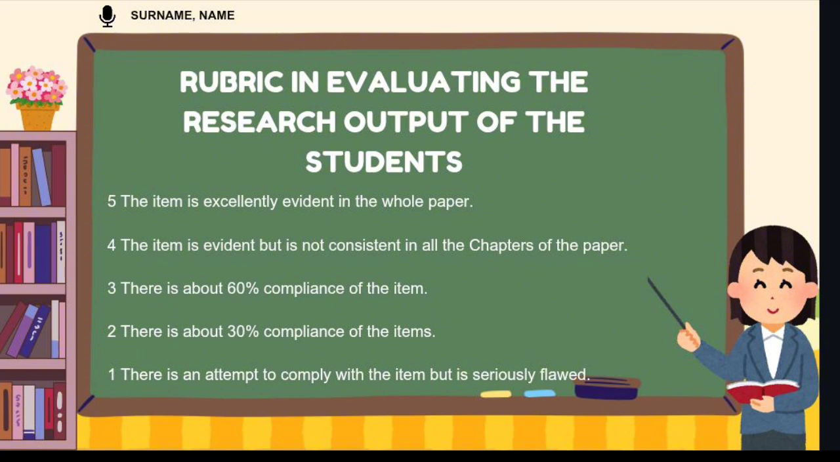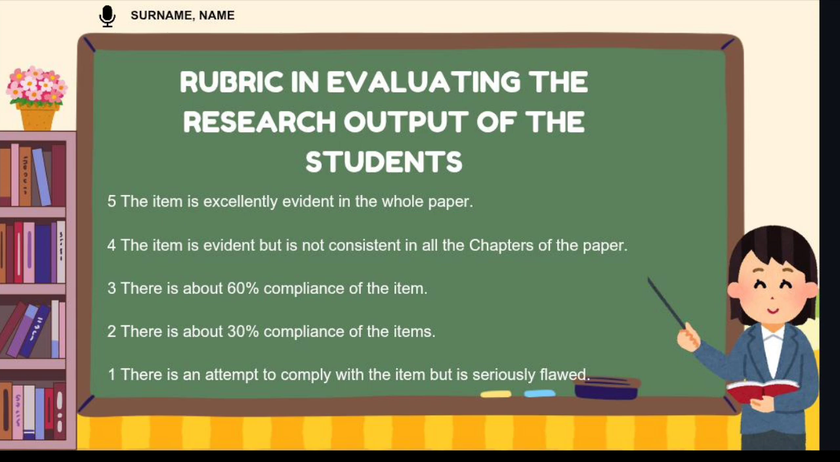The last one is 1. There is an attempt to comply with the item but it is seriously flawed. This rating suggests that the researchers tried to address this item, but their attempt was significantly inadequate or contained major errors. While there might be some indication of the item, it's not implemented effectively or correctly.